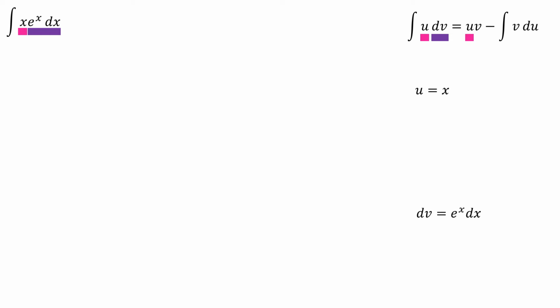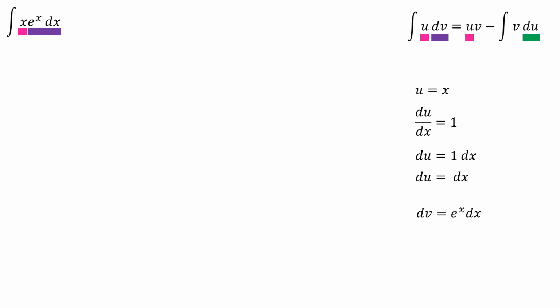Hey, I also need a du. Do I have a du? No. So how do I get a du? Well, let's take a look at that u equals x, and let's take the derivative of u with respect to x. Of course, the derivative of x will just be 1. Multiply each side by dx. 1 times dx, yeah right, 1 times dx, that'll just be dx. There, I've got my du.